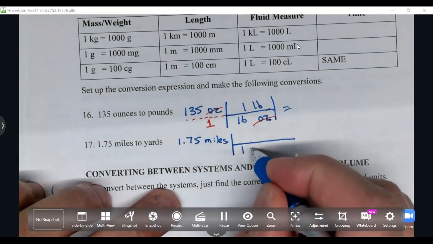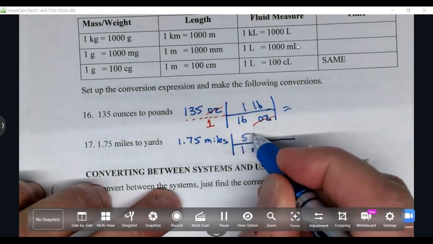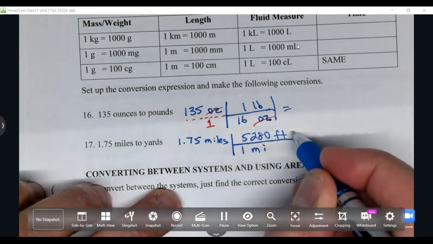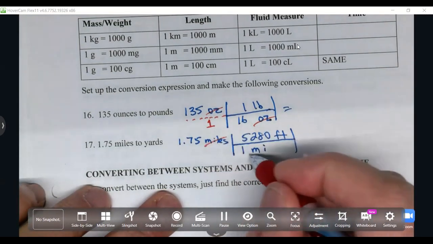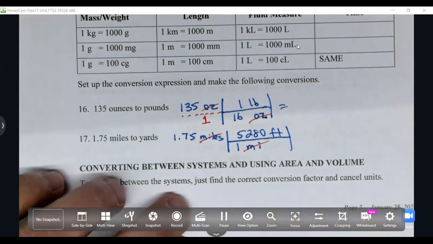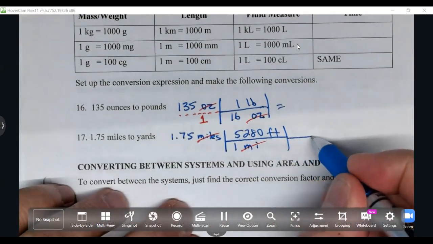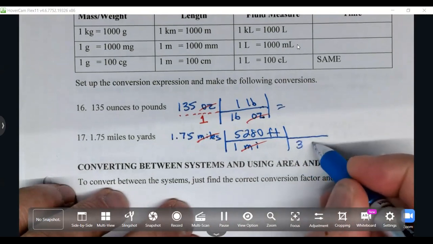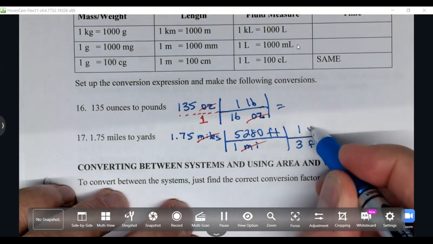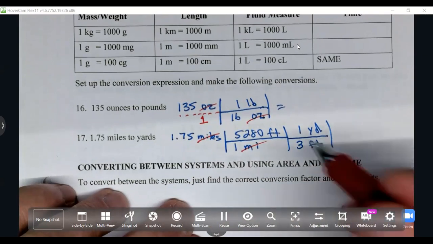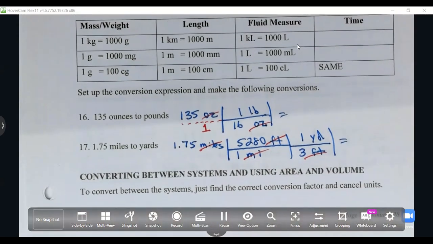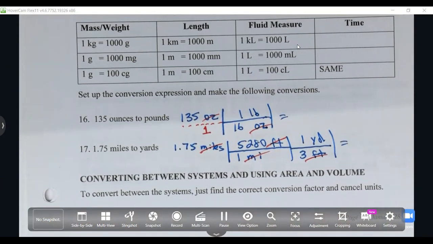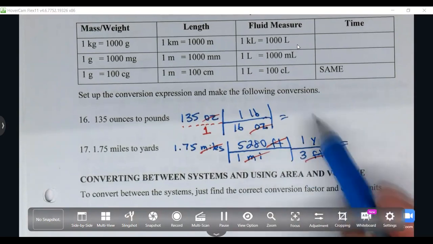You know that 1 mile is 5,280 feet, right? Most of you know that. And then we still got to get the yards, so we're just going to add one more step. Then that is going to be 3 feet in 1 yard. And you can punch that in your calculator.